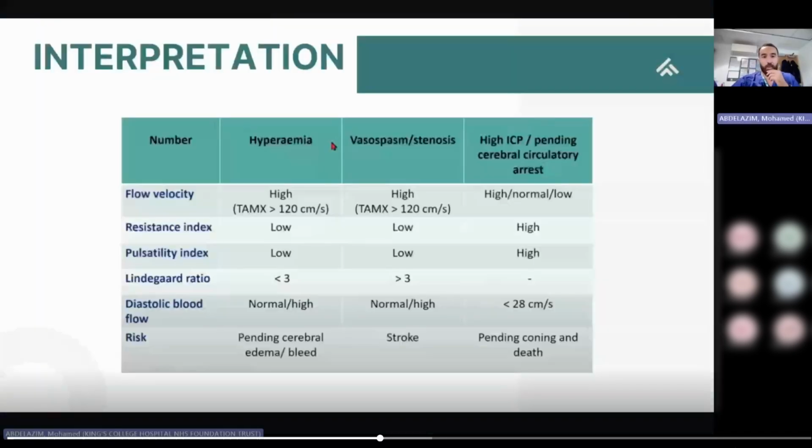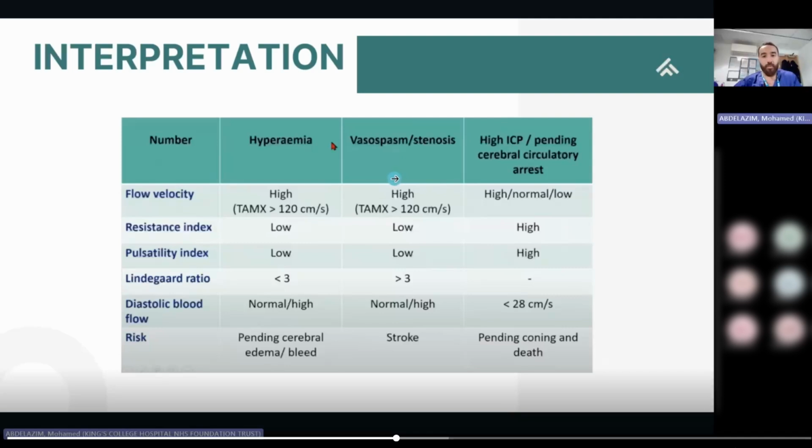Right. So let's talk about interpretation. Here is a quick comparison between three of the things that we might encounter: hyperemia, vasospasm or stenosis, and usually we don't see stenosis, but we might see vasospasm, and then finally high ICP, which we encounter quite frequently in our ICU. So in hyperemia, basically there is more blood in the cerebral circulation, so your velocity will be high. Anything above 120 centimeters per second will be considered high velocity.